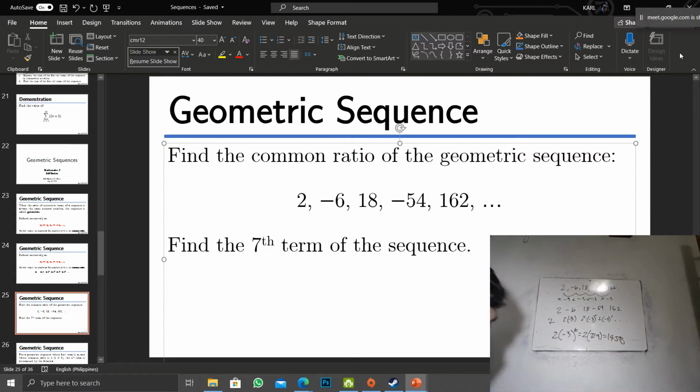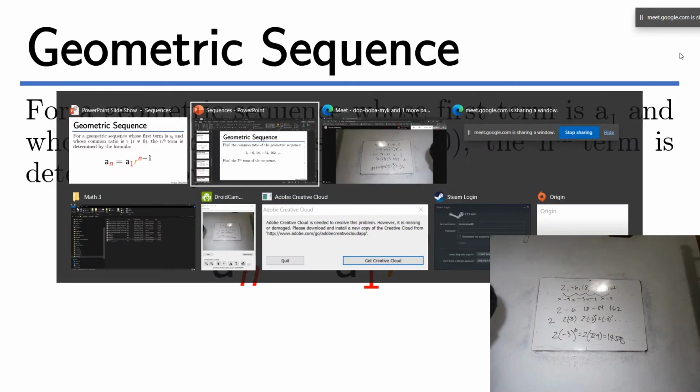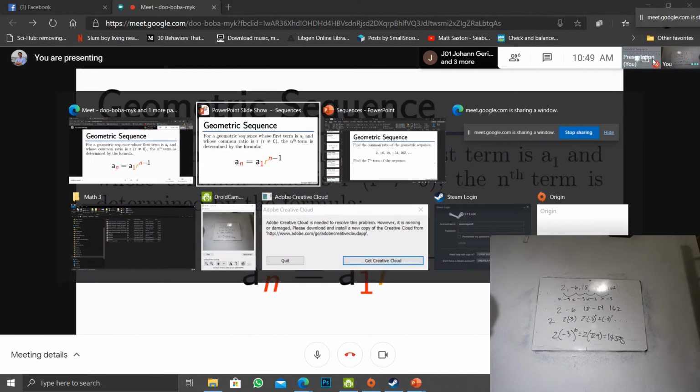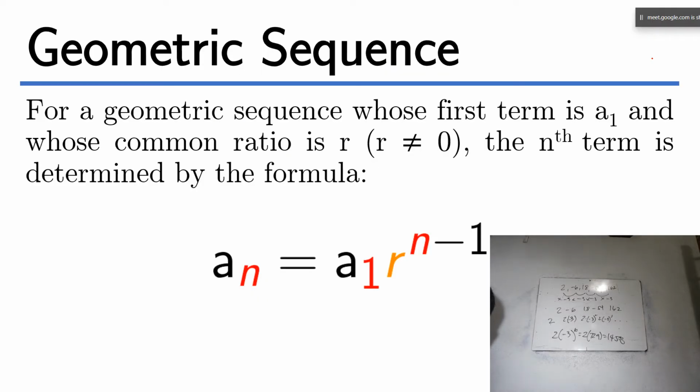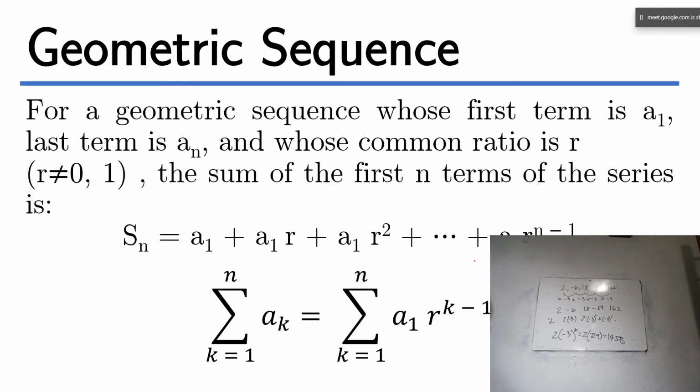Ngayon, what's next? Back to the whiteboard. Back to the presentation. So yan, actually, the nth term, kung hanapin natin yung nth term, it's defined by this. A sub n equals A sub 1, r raised to n minus 1, where r is the common ratio, and bawal, 0 ang r. Tandaan nyo na. Yun na siya, no? First term times common ratio raised to n minus 1.